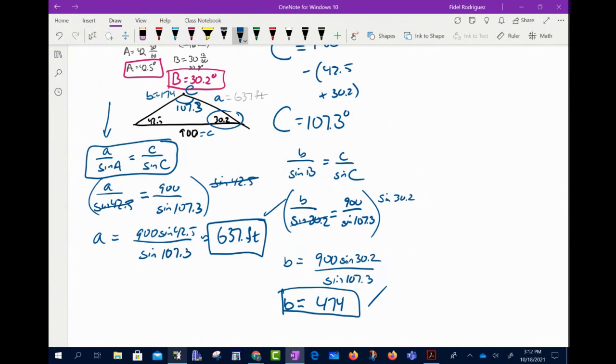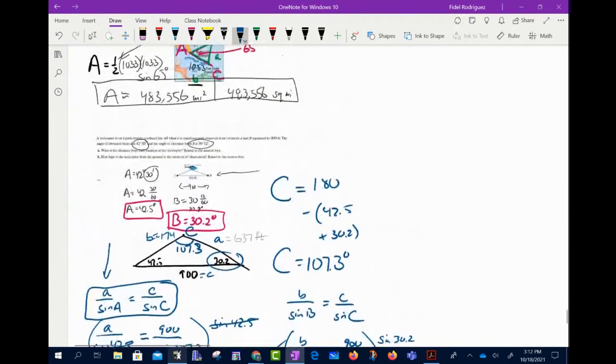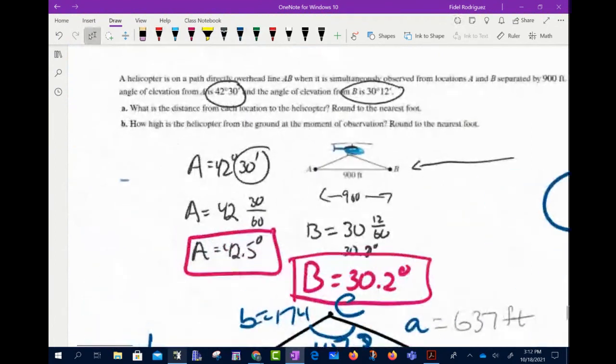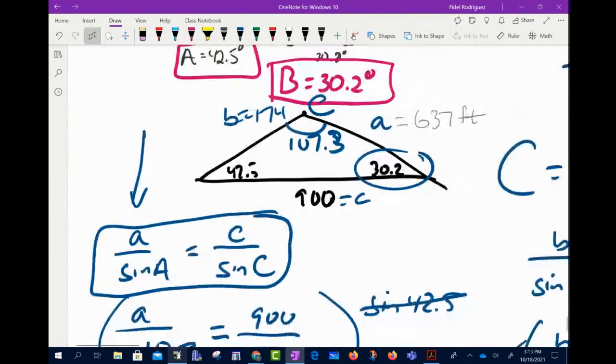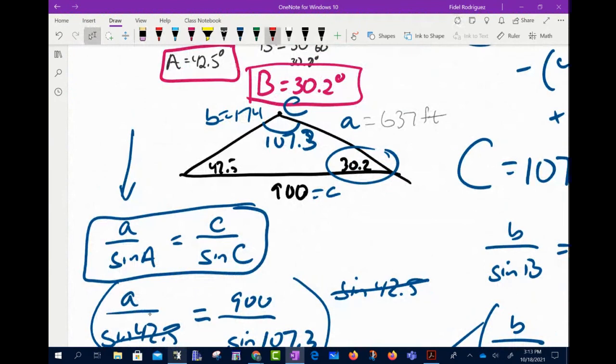I'm going to come back to the original problem, y'all, because I think there was a part B to this question. And part B says, how high is the helicopter from the ground at the moment of observation? Round to the nearest foot. Okay, so we want to see if we can find the height of what's happening here. Let me come back to my picture. Here we go. And we are now trying to find this height right here, right?